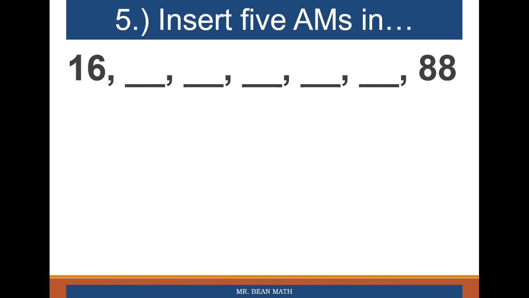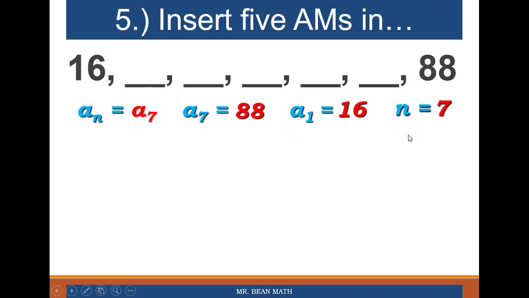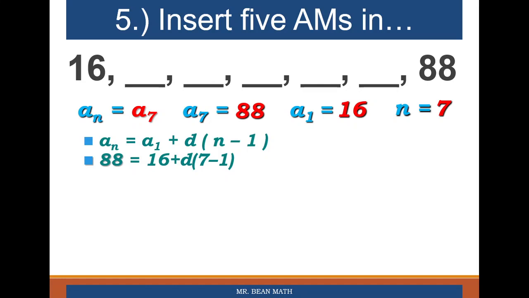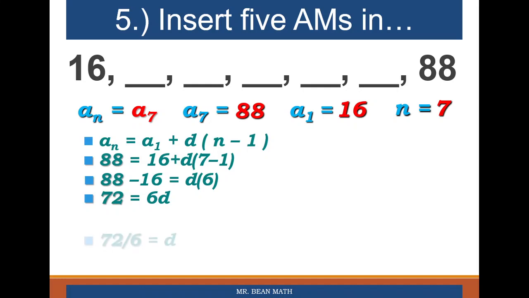And for our final example, insert 5 AMs between 16 and 88. So we have 7 numbers in the arithmetic sequence. A sub n equals a sub 7. A sub 7 equals 88. A sub 1 equals 16. And n is equal to 7. Using the formula, 88 equals 16 plus d times quantity 7 minus 1. 88 minus 16 equals d times 6. 72 equals 6d. 72 divided by 6 equals d.